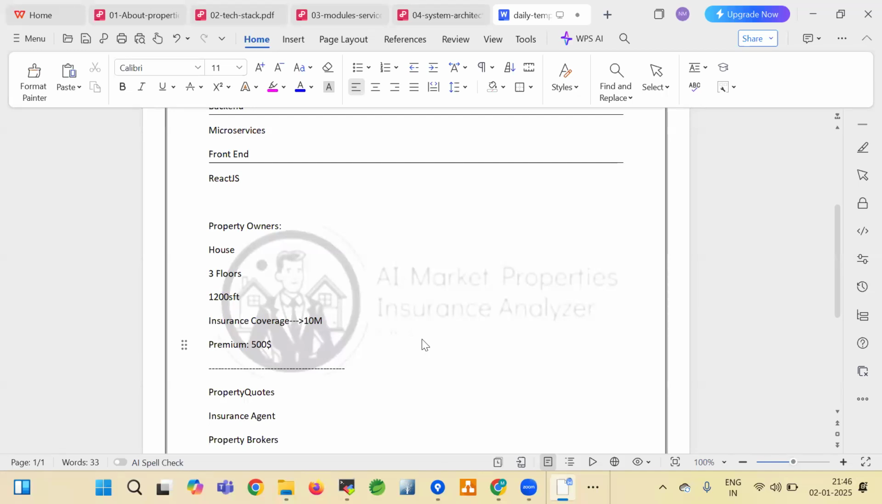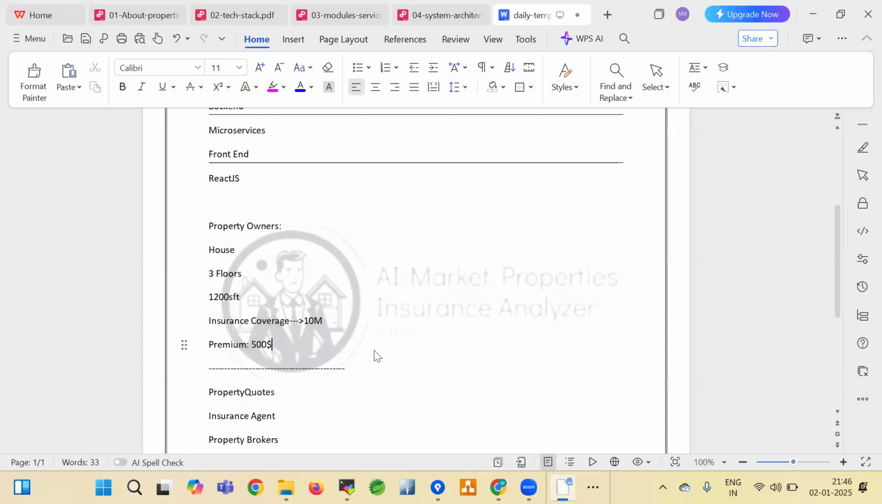help this property owner? So in the current market, if the property owner goes to the open market and searches for insurers with this requirement, there are two problems. Problem number one, he may or may not find the right insurer who can provide the insurance coverage as per his need. That's the first problem.